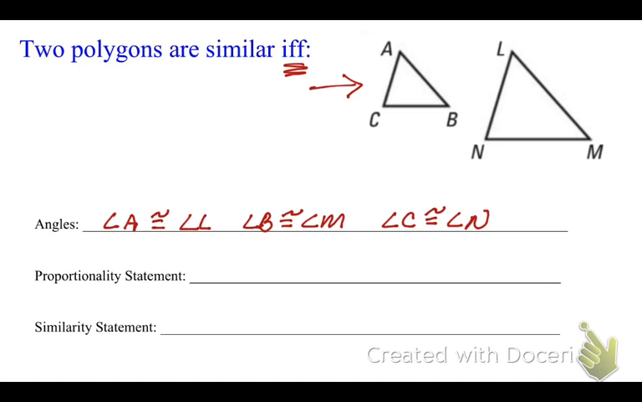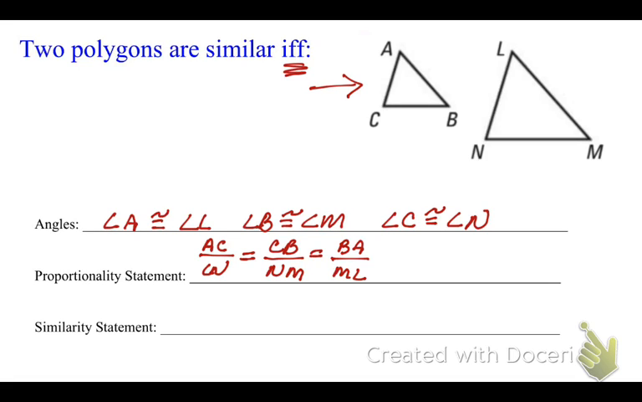Then we need to write a proportionality statement that compares the pairs of corresponding sides. So we can say AC over LN is equal to CB over NM is equal to BA over ML.